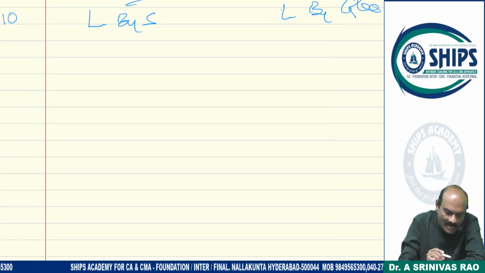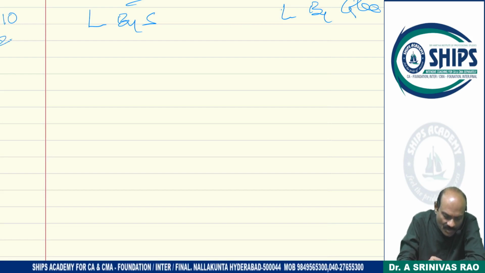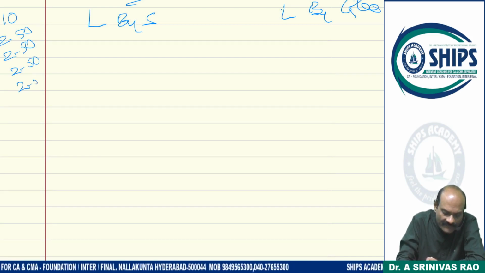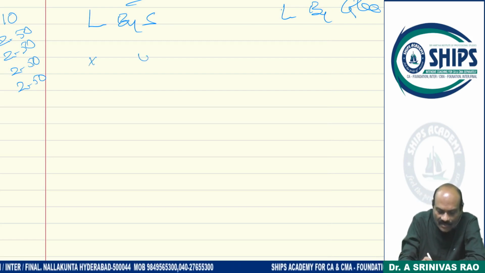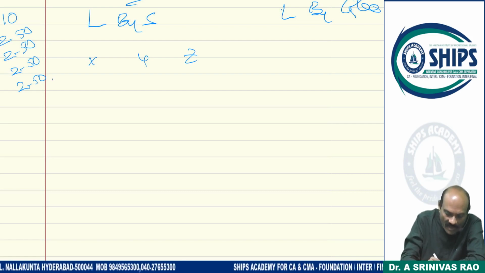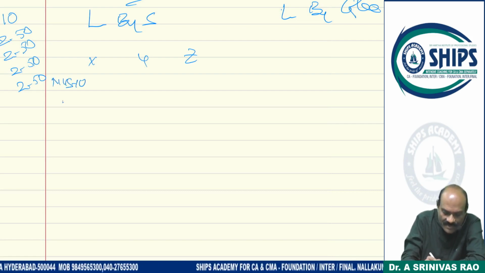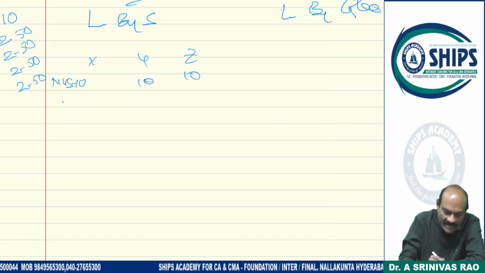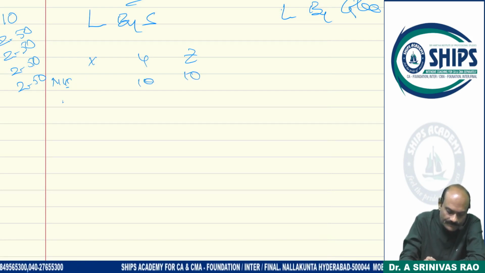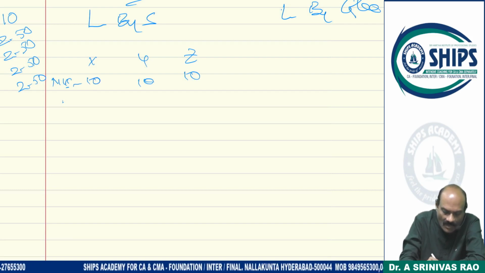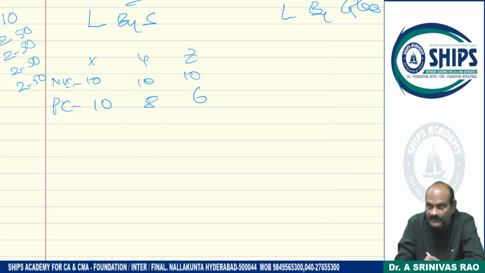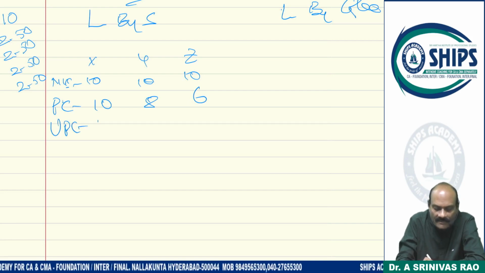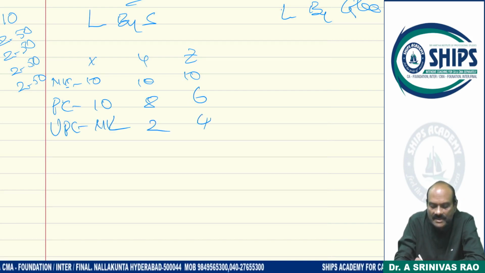Nominal value of the share is 10 rupees. On application 2 rupees 50 paise, on allotment 2 rupees 50 paise, first call 2.50, final call 2. This way they have to pay money. We have three shareholders, say X, Y, Z. What is the nominal value of the share? 10 rupees for all three of you: 10, 10, 10. What is the paid up capital? He paid 10, he paid 8, he paid 6. What is the unpaid capital? Here it is nil, here it is 2, here it is 4.